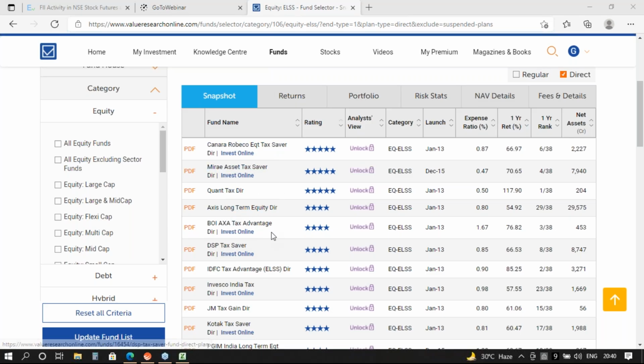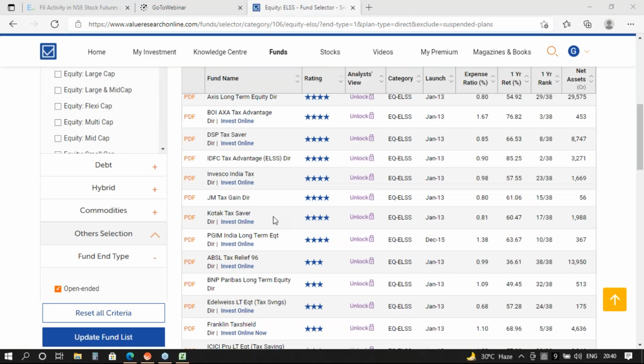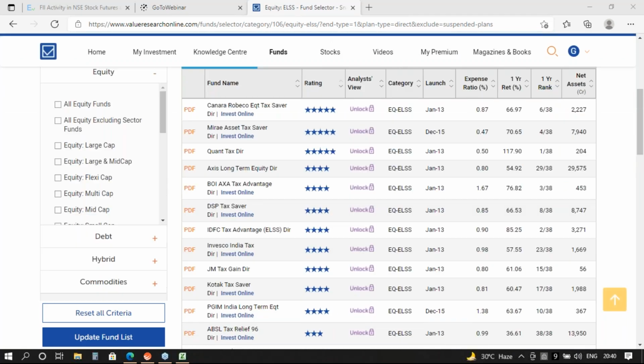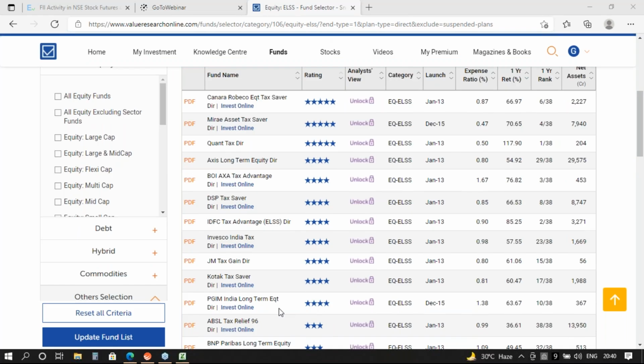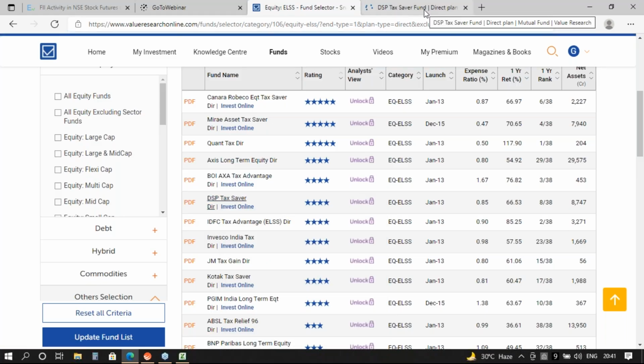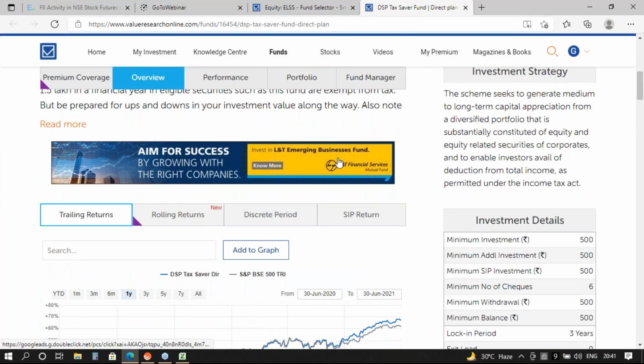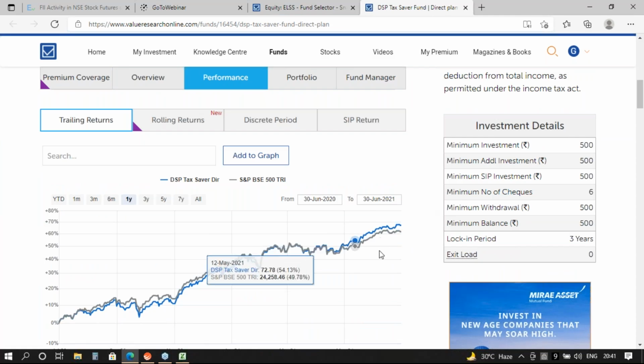Or Axis or DSP, or maybe a 4-star company, let's say an institution like JM Tax or Kotak. So you can have a look at your mutual funds over here, whether in ELSS or the normal website of your mutual funds. Now, what is inside? Let me explain to you. Let's say I want to open a normal mutual fund, let's say DSP Tax Saver. So I open DSP Tax over here, and when I scroll down, that's the history of this particular fund.